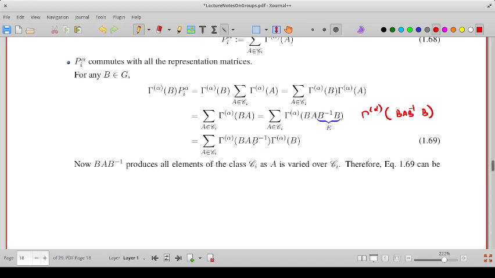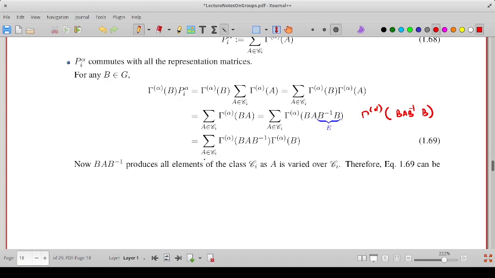Now what is BA B inverse? A is an element of the class Ci, and multiplying it from the left with B and from the right with B inverse produces one of the elements equivalent to A. But all elements equivalent to A are in the class Ci. So in fact, BA B inverse is one of the elements of Ci. So as I change A over the elements of Ci, I will be producing elements of Ci themselves.